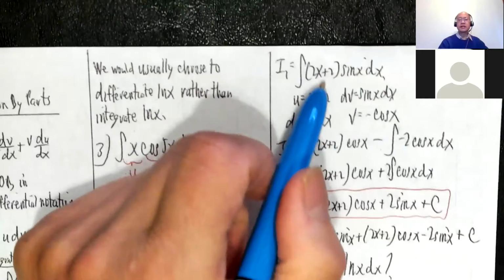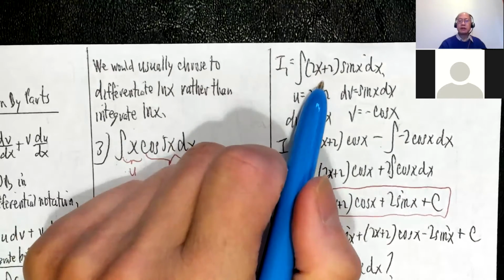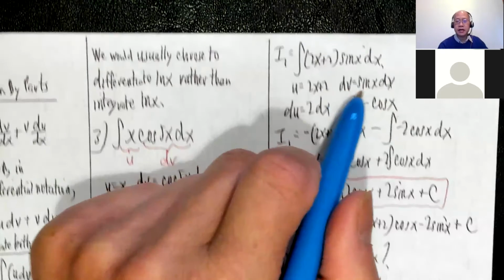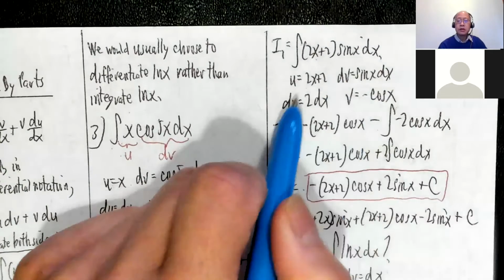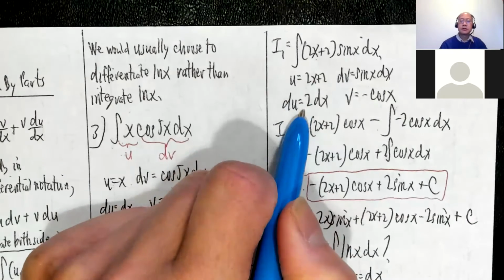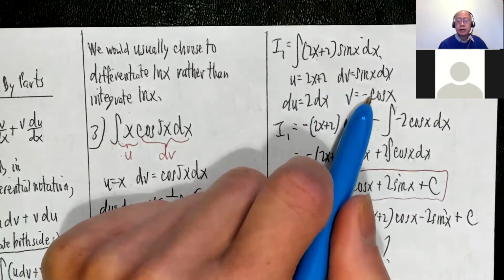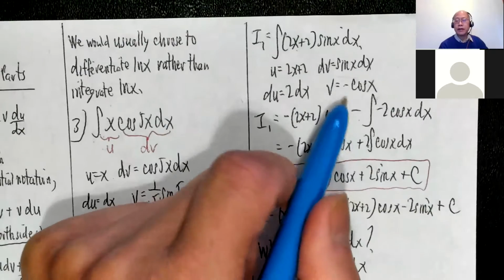2x plus 2 sine x dx. So integrate by parts again. u equals that. dv equals sine x dx. du equals 2 dx. v equals integral of the sine, which is negative cosine. Again, you have to be careful whether you're going the derivative route or anti-derivative route.